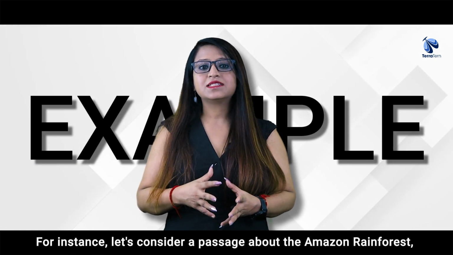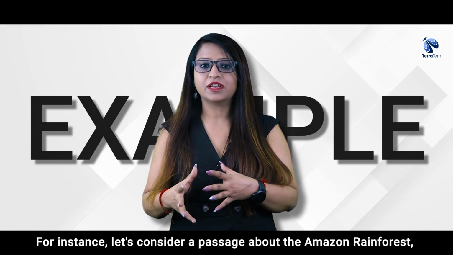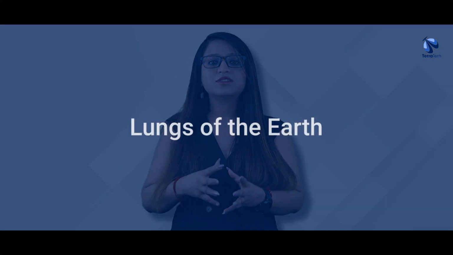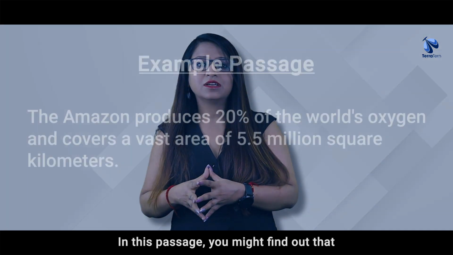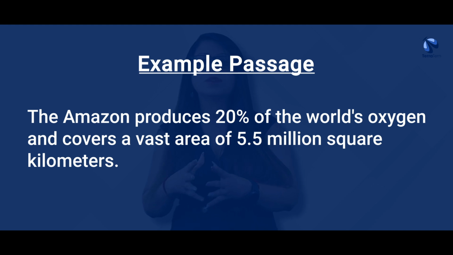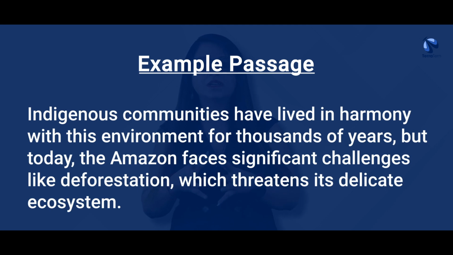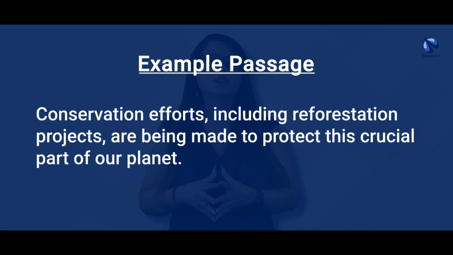For instance, let's consider a passage about the Amazon rainforest, often referred to as the lungs of the earth. In the passage, you might find out that the Amazon produces 20% of the world's oxygen and covers a vast area of 5.5 million square kilometers. Indigenous communities have lived in harmony with the environment for 4,000 years, but today the Amazon faces significant challenges like deforestation, which threatens its delicate ecosystem. Conservation efforts, including reforestation projects, are being made to protect this crucial part of our planet.